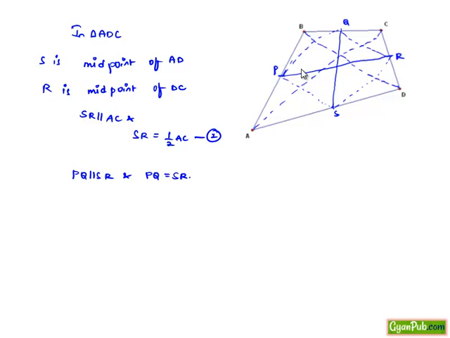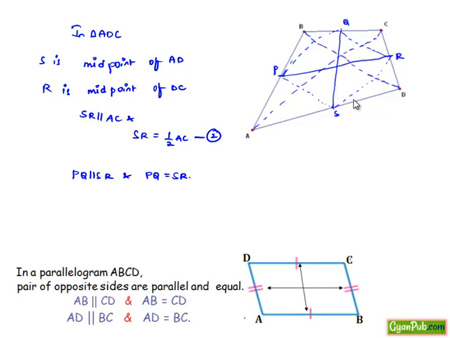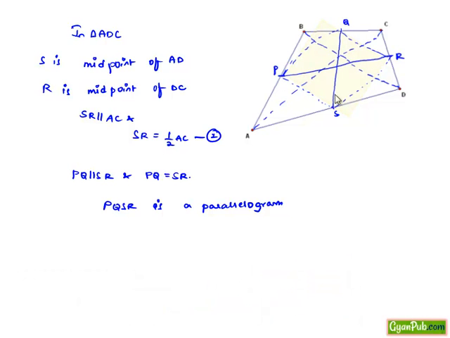Now if we observe in quadrilateral PQSR, a pair of opposite sides are parallel and are equal. Therefore we can say that PQSR is a parallelogram. Now in the parallelogram, if we consider PR and QS, they are diagonals. We know that in parallelogram diagonals bisect each other. We can say PR and SQ bisect each other. This is what our required proof.